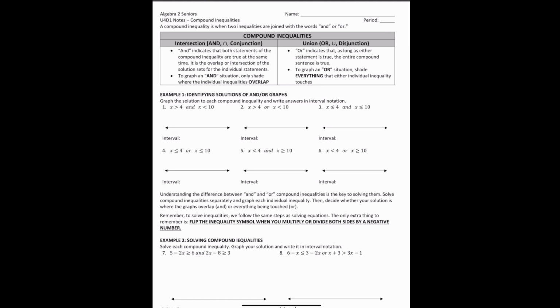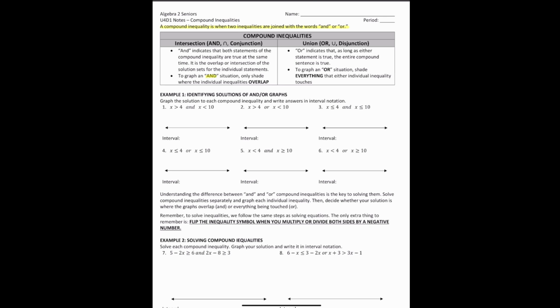All right, so Unit 4 Day 1 is all about compound inequalities. Now, a compound inequality is when two inequalities are joined with the words and or. So when you have an and compound inequality, an and indicates that both statements of the compound inequality are true at the same time. It is the overlap or intersection of the solution sets for the individual statements.